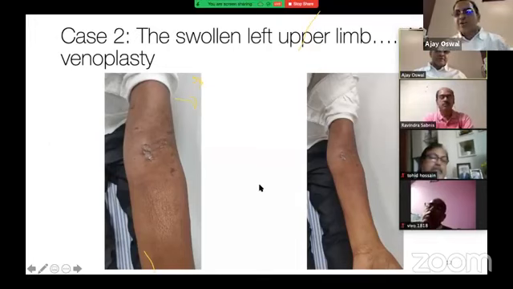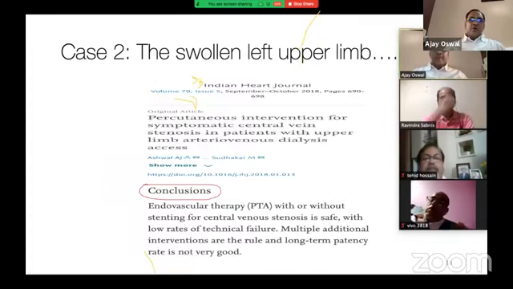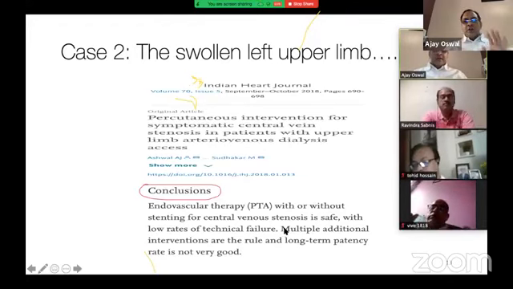Yes. So stent was not put because one, stent is expensive and the results are equally bad or equally good. So in a case of swollen left upper limb, the endovascular therapy is not durable. It has low rates of technical failure, but multiple additional interventions are the rule, and long-term patency rate is not very good.